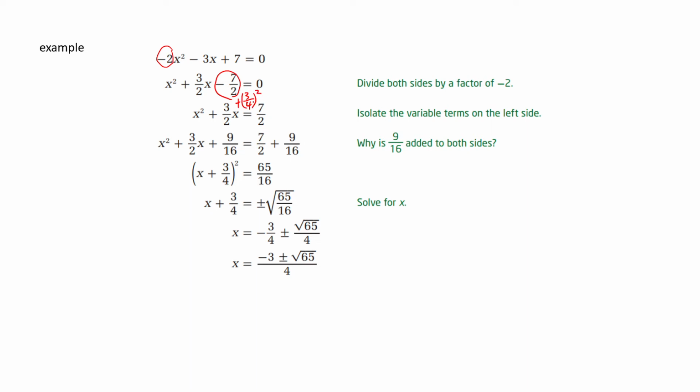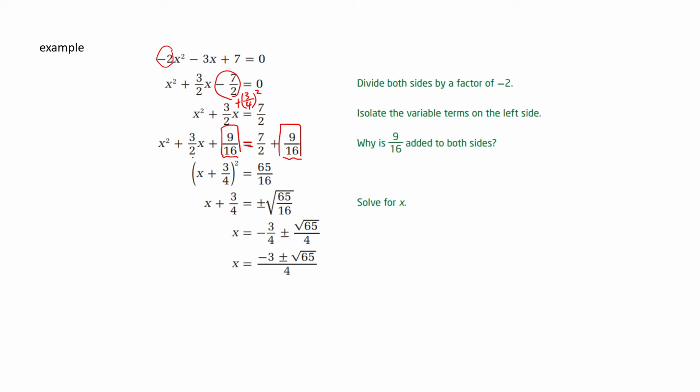So (3/4) squared is 9/16. So we add 9/16 on both sides because it's an equation, right? We have to add a number on both sides. So after that, the left-hand side becomes a perfect square. The right-hand side, after calculating, becomes 65/16.